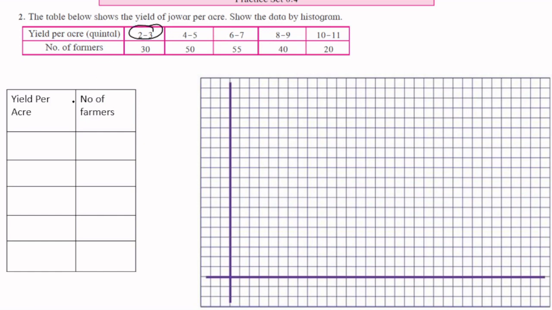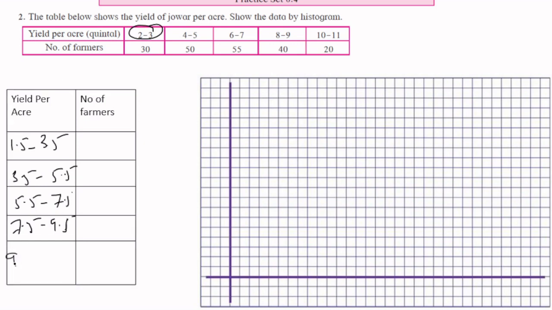So here in this case 2, I can say 1.5 to 3.5. Next will be 3.5 to 5.5, 5.5 to 7.5, 7.5 to 9.5, and 9.5 to 11.5. Now just write the frequency against it. So 30, 50, 55, 40, and 20.